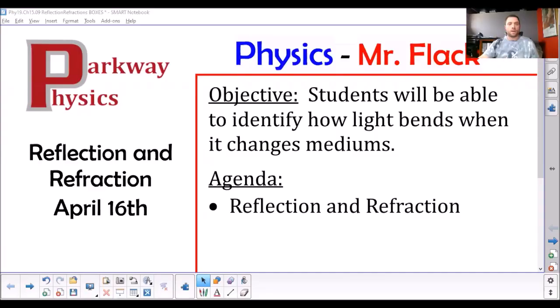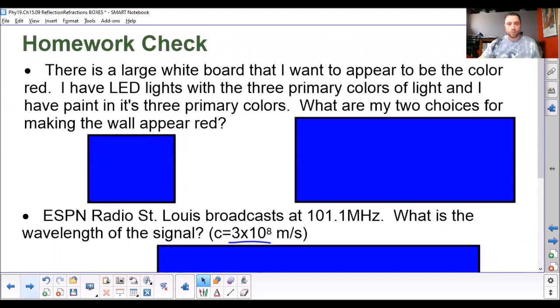Hopefully you did the lab simulation, and this is going to take that and leap off of it and expound on it. Looking at reflection and refraction, the two properties of how light works. Like I said, hopefully you saw this in that lab simulation that you did. All right, here's a warm-up. Go ahead and try these.